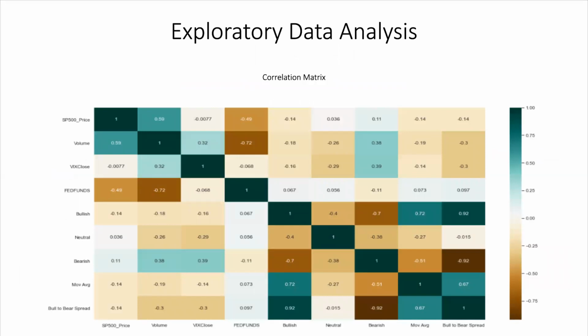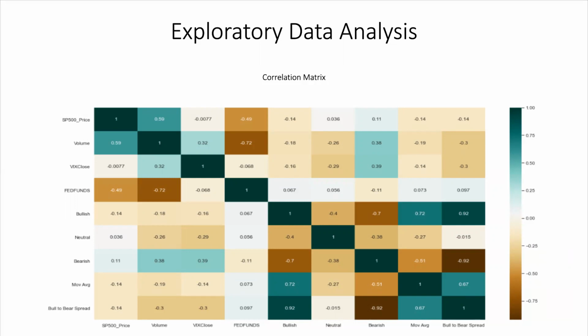The first step in my exploratory data analysis was to run a correlation matrix to see how the independent variables reacted with the dependent variable and with each other as well. The darker the blue, the more positively correlated; the darker the brown, the more negatively correlated; and the lighter the color, the more neutral, or the less correlation the variable has on another variable. So we can see a couple of key variables here.